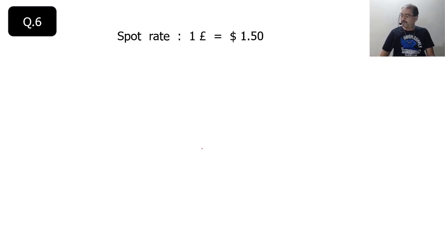What is the rate of interest now? UK rate of interest is 6%. US rate of interest is 8%. Okay. So now 6% and 8% are given. At the end of 1 year, £1 will increase by 6% and $1.5 will increase by 8%. That is why I have written the interest rates below the respective currency. Pound is going to increase by 6%. Dollar is going to increase by 8%.